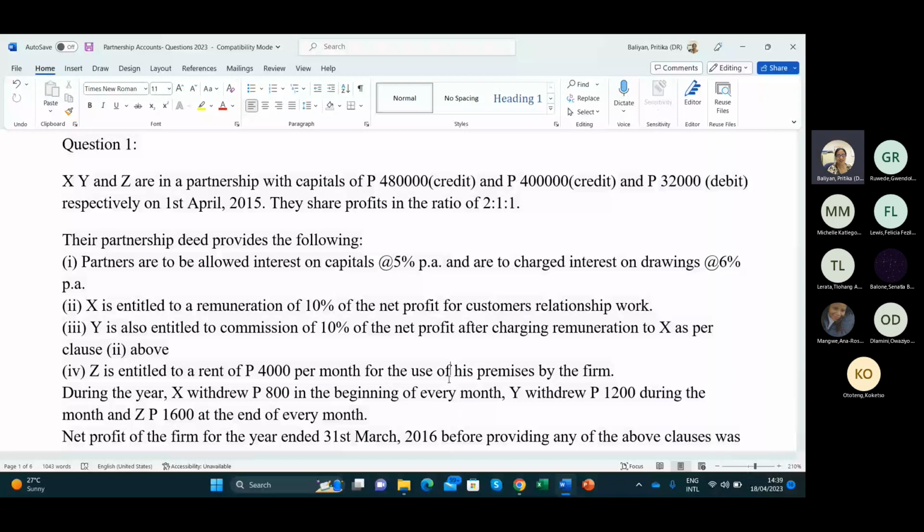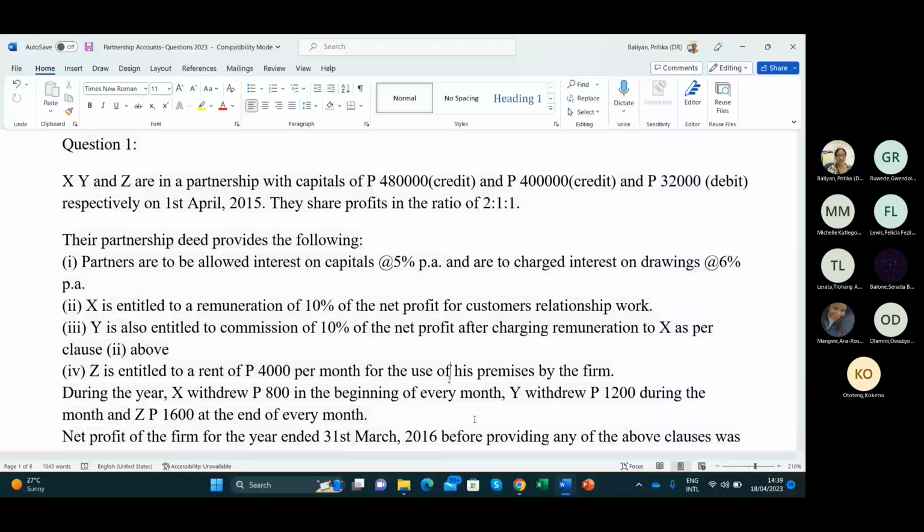So how much is the total amount withdrawn by X if he's withdrawing 800 every month? 800 times 12, right? Yes. So 9,600. He withdrew 9,600. And on that amount, he has to pay the interest with the rate of 6%.